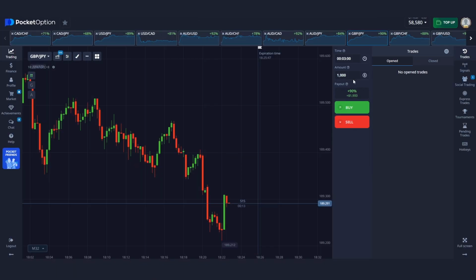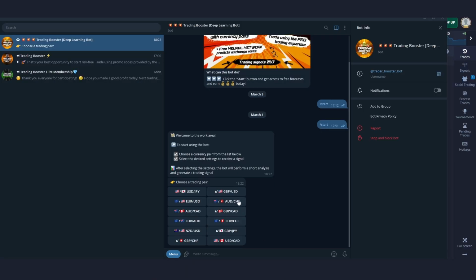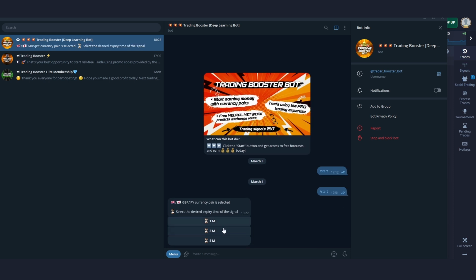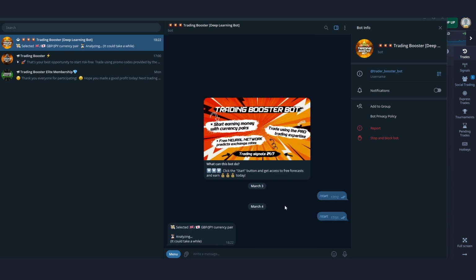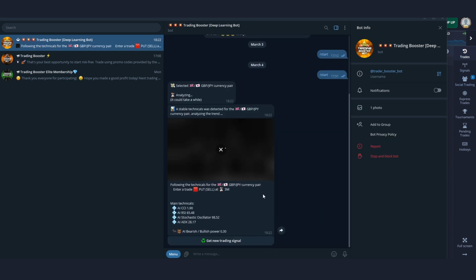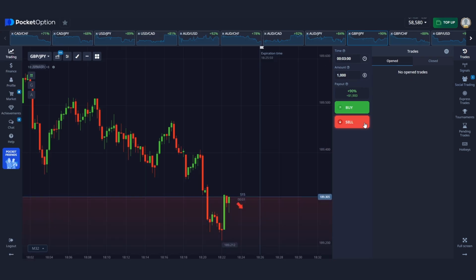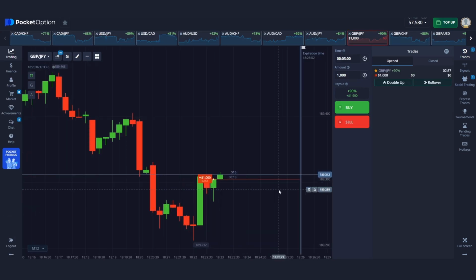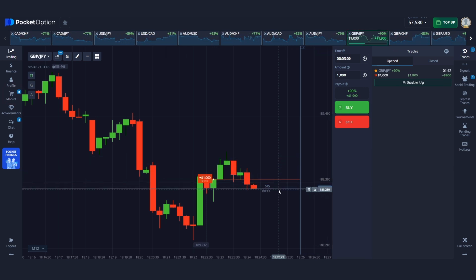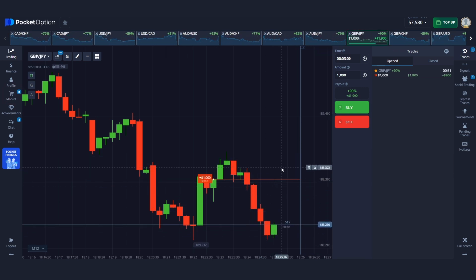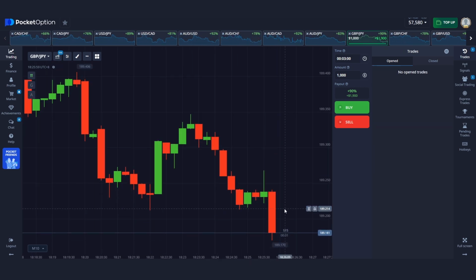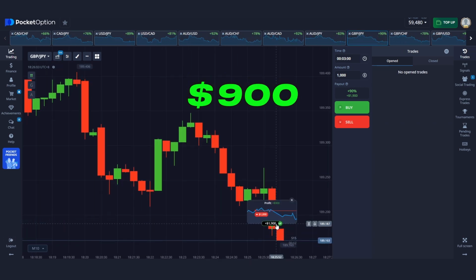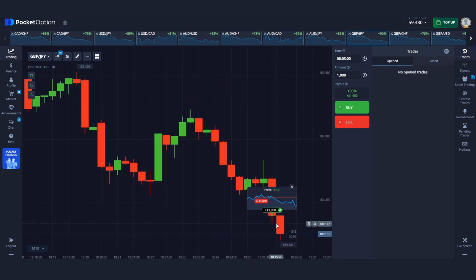First, I choose a currency pair, then I go to the booster bot, select the same currency pair and the time for the trade. 3 minutes. These are the basic settings for the trade. I receive a sell signal and open a sell trade right from here. And now I just have to wait for this trade to close and observe it. And I get the first profit in the form of $900. Not a bad job. And now let's look at the indicator settings and the chart settings.